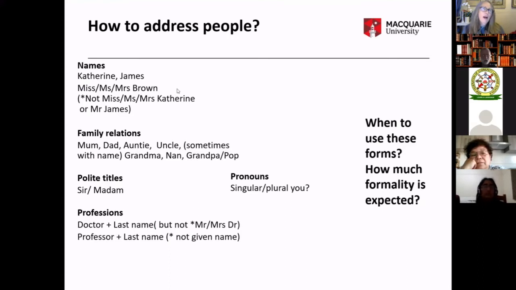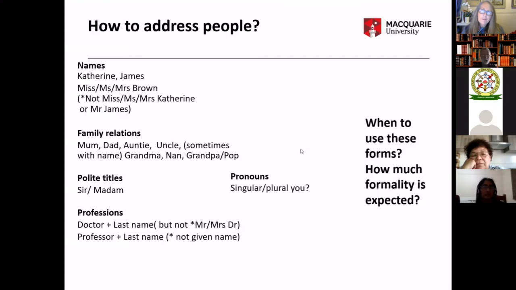Catherine or Dr. Jill. But my overseas students do, because they're translating directly from their own language. The family relations, we have names like mum, dad, auntie, uncle, and sometimes you might call an auntie by their name, like Auntie Irene, but you would only call somebody your auntie if they really were your auntie, right?